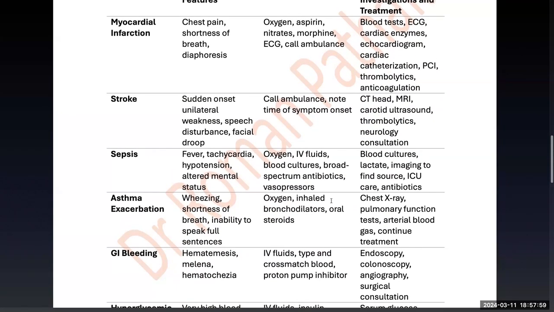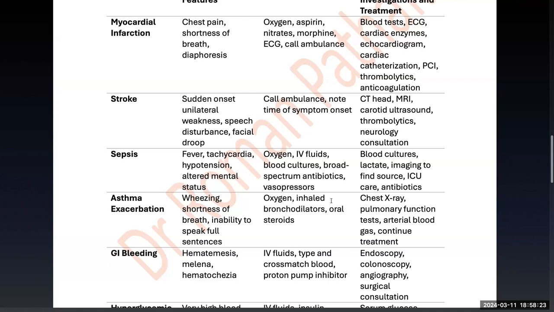So other conditions that you might get in the exam are stroke, sepsis, asthma exacerbation, GI bleeding. So you need to know what generally happens when you have cases like this. A case of a stroke, what do you do in your clinic? In my clinic, we don't do anything. We simply send the patient to the hospital if we think it's a stroke. In case of sepsis, again, we generally don't do anything. We simply identify this is a possible case of sepsis. We send the patient to the hospital.